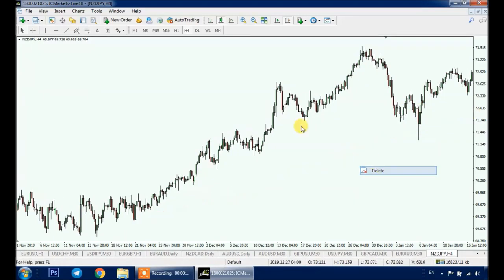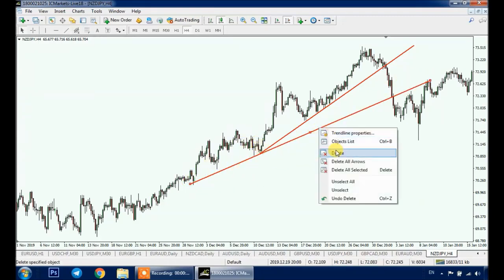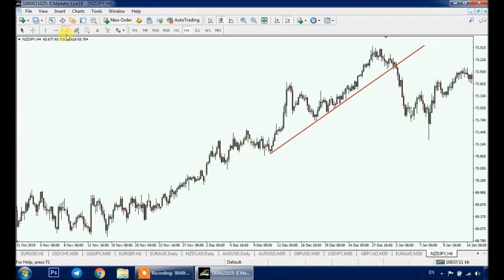Let's delete it and try to draw from another point. You can draw this one, which is not valid. You can draw this one, which is not valid, only 1, 2. The only 3 swings valid trend line on this chart is this one. First swing, second swing, and third swing. So here is our only valid trend line for this chart.